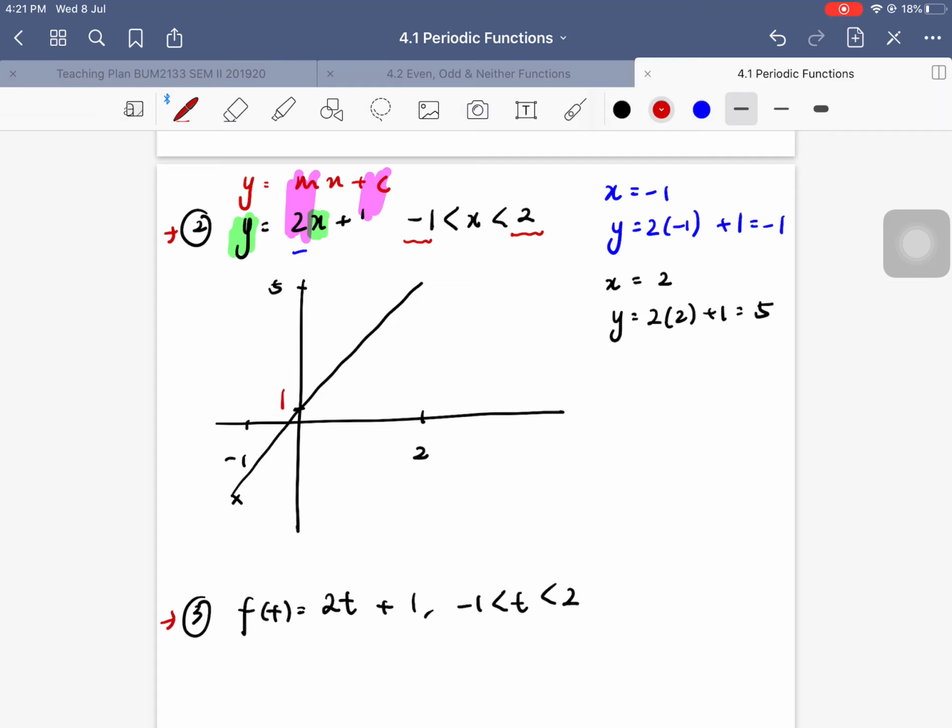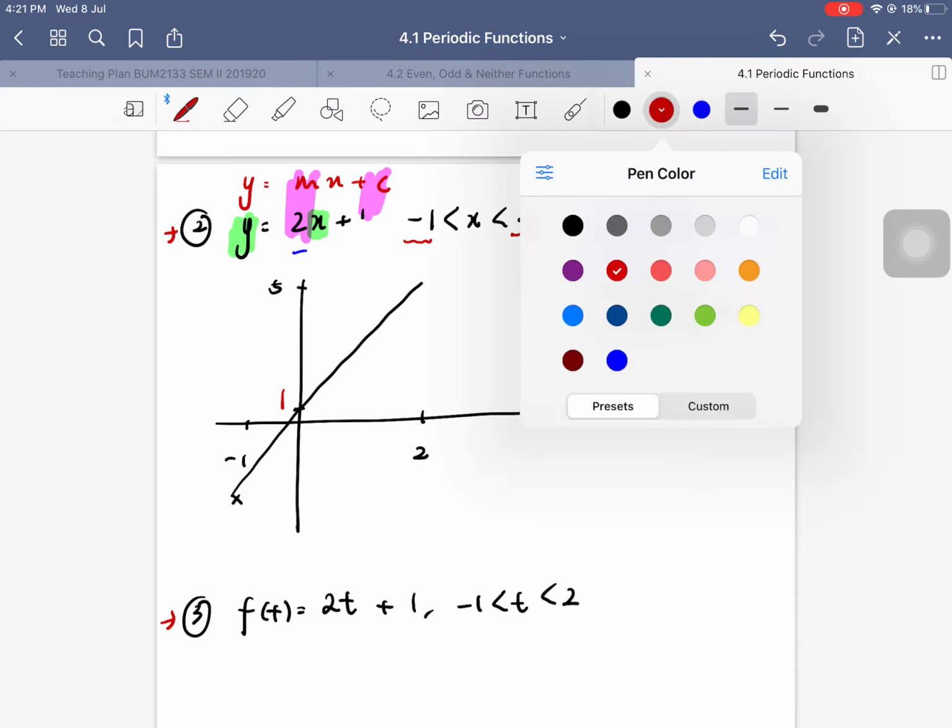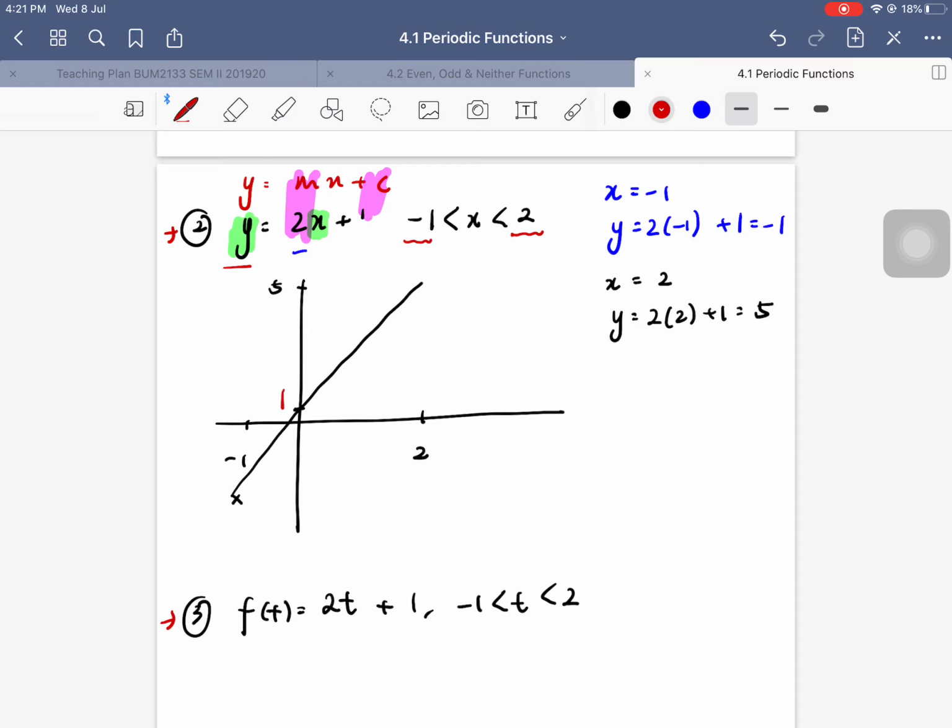So actually, they are going to be exactly the same graph. The only difference will be the axis, as I mentioned to you before. This variable here is going to determine the vertical axis, so here this is going to be y, and the variable on the right hand side is going to determine the horizontal axis, which for this case is going to be x. But for number 3, our axis is no longer y and x, but it's given by f of t and also t.